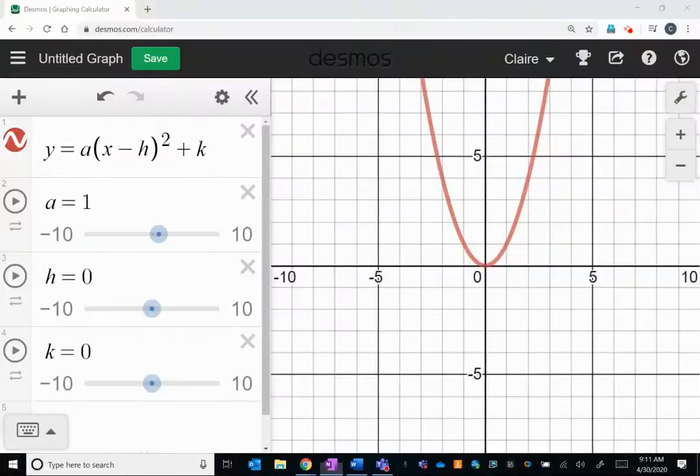That's what I would normally have you do. Of course, this isn't really normal times. So check out, I've got vertex form right here in this equation editor. It looks like y equals a times x minus h squared plus k. So it looks pretty different than any of the other two forms we've looked at so far.